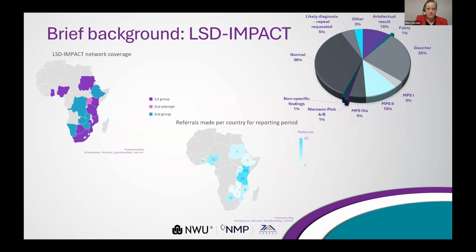Also, just a very brief background, because I'm aware of the time and I want to go more into the practical workflow in the next few slides. The LSD impact network coverage is shown there on the left-hand side, the first map. You will see that we've already got a large footprint across Africa. The second map in the middle shows the number of referrals that we have received as part of this initiative to date. And then the pie graph on top is the one that I'm most excited about.